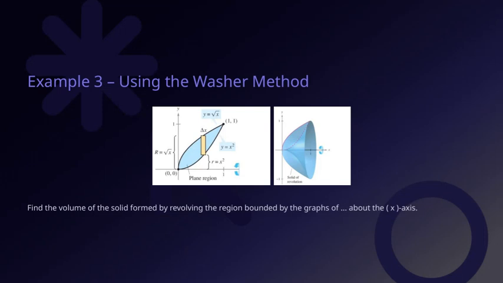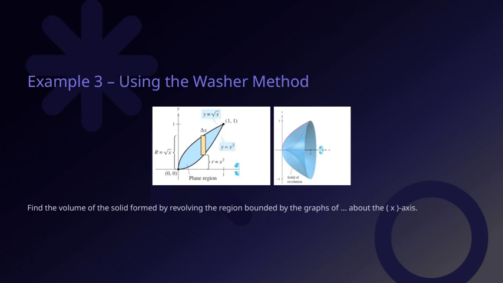Now, let's move on to finding the volume of the solid formed by revolving the region bounded by the graphs of these functions about the x-axis. This is a classic application of the washer method, which is particularly useful when our solid has a hollow center, like a washer or a ring.